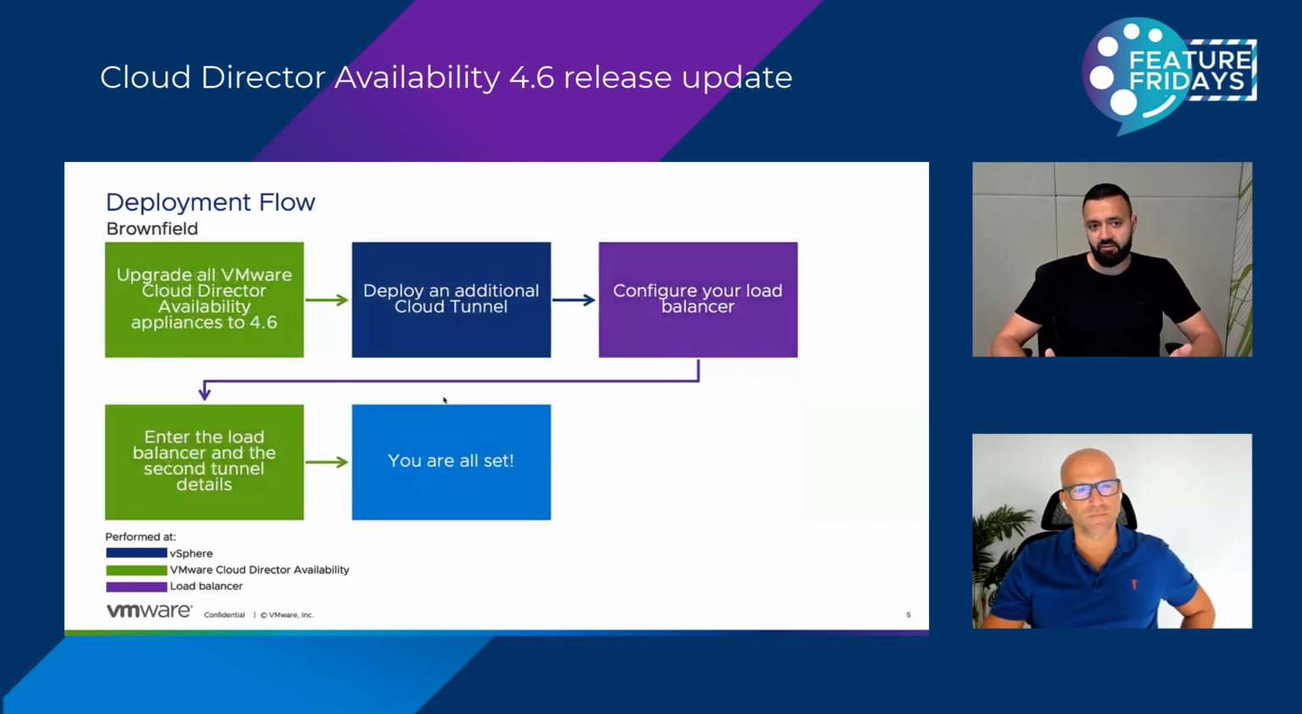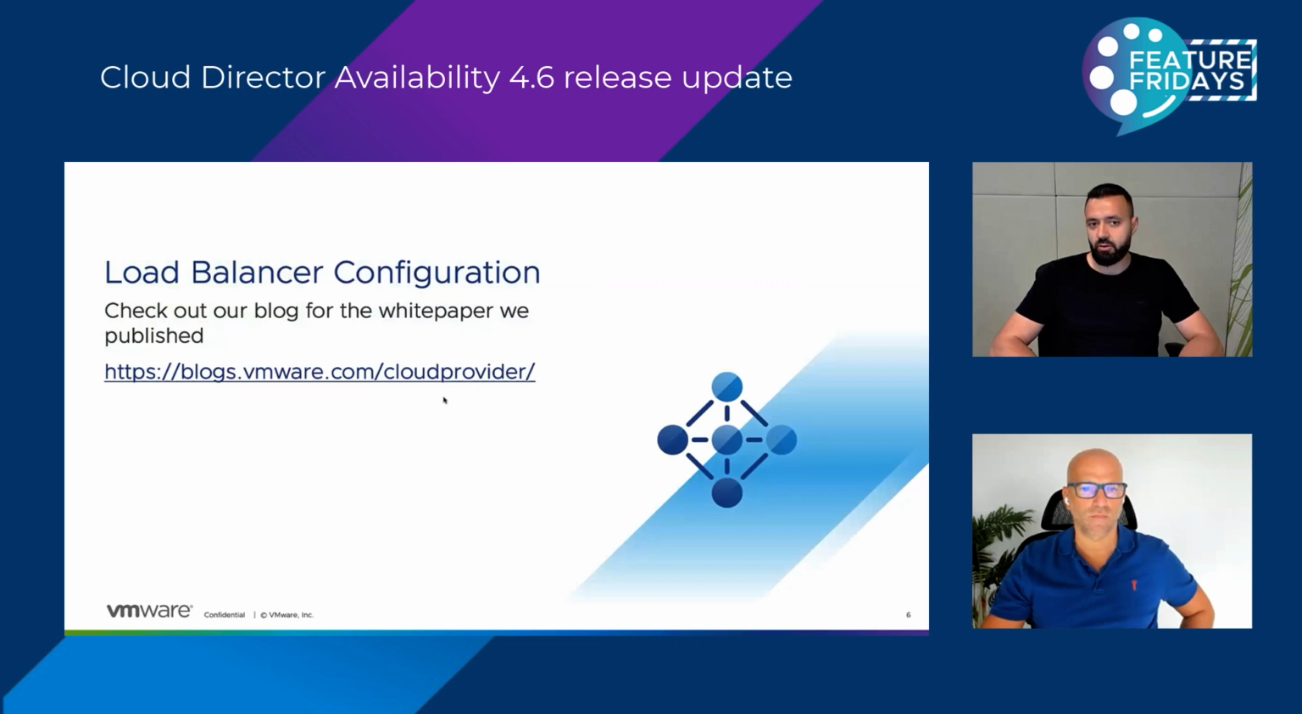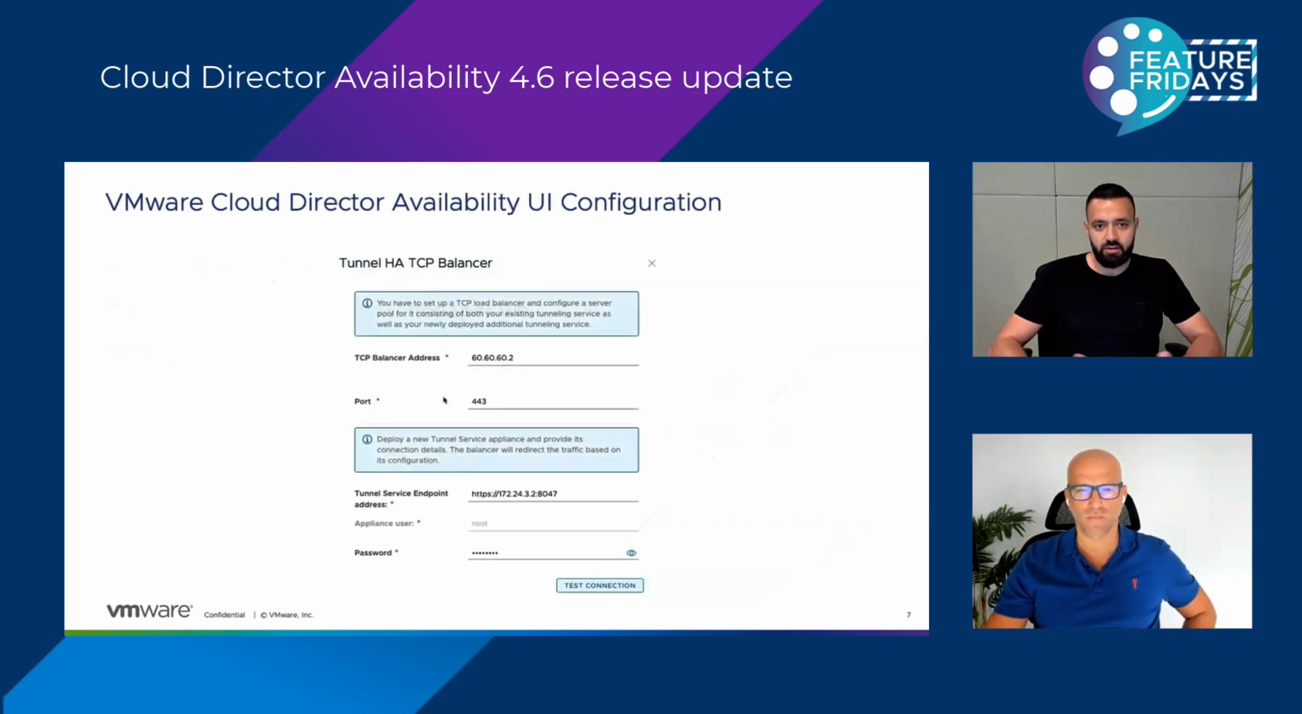For existing environments, the only difference is we need to upgrade to 4.6 first, then deploy the additional tunnel, configure the load balancer, and add it to the settings. Yeah, as mentioned, the load balancer configuration is available in our blog. And this is how it looks.